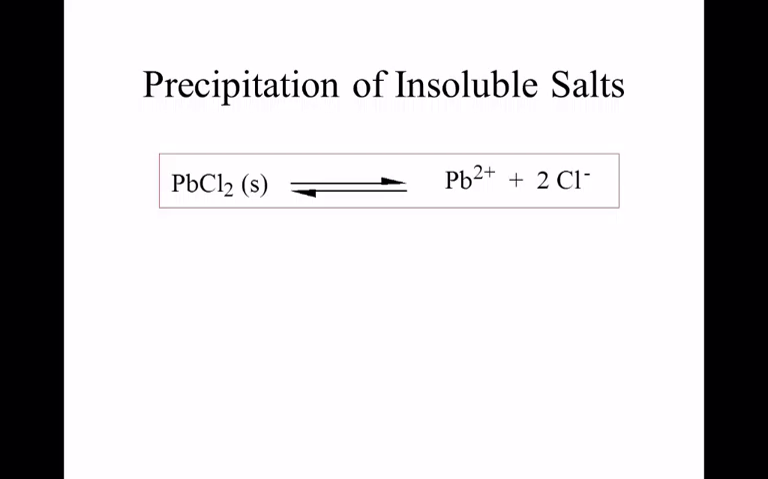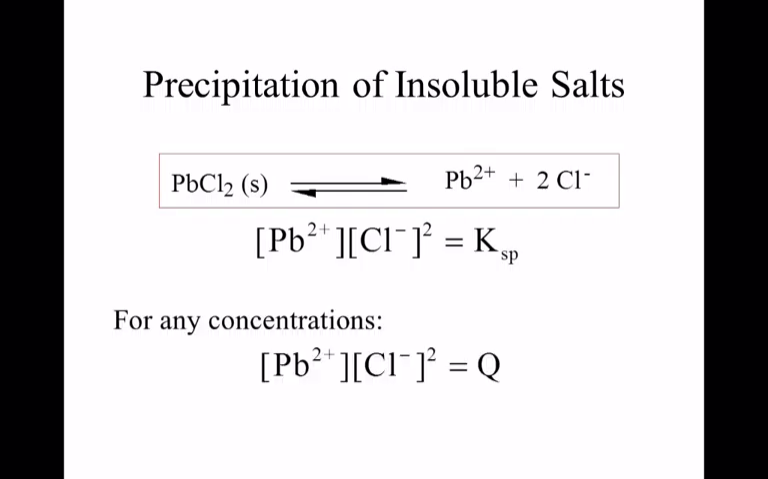So, what am I going to do now? Okay, so let's look closely at this lead 2 chloride, which is relatively insoluble. We could write the KSP expression or the equilibrium constant expression, and it would look like this. The cation and the anion raised to their stoichiometric coefficients. And we talked about, KSP is your solubility product constant. It's your equilibrium constant. That's what KSP is.